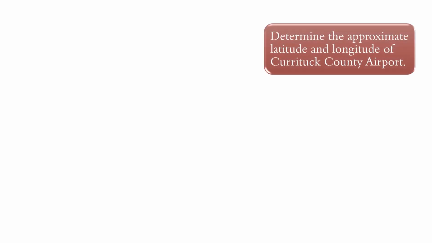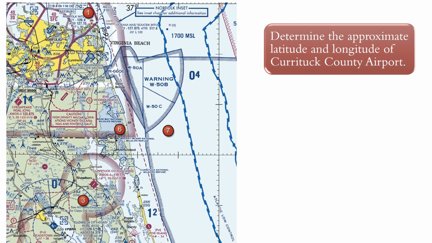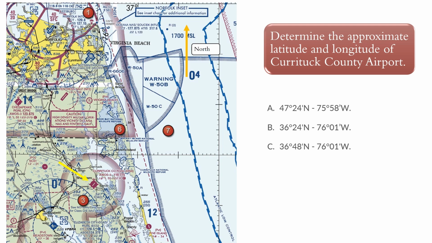Determine the approximate latitude and longitude of Currituck County Airport. First find the Currituck County Airport as shown by the yellow arrow in the chart to the left. Then notice the line of longitude that is 76 degrees west and the line of latitude that is 37 degrees north. Since we know each tick mark represents 1 minute, each box in the chart represents 30 minutes. The red arrow in the chart is therefore 36 degrees and 30 minutes north latitude.